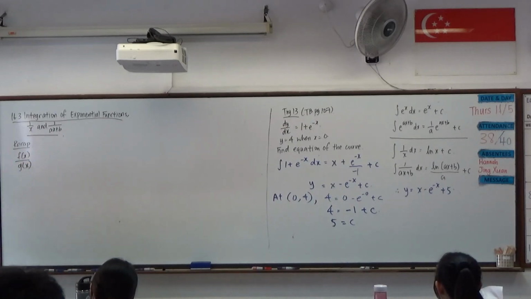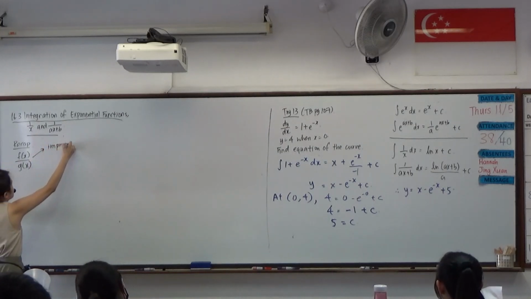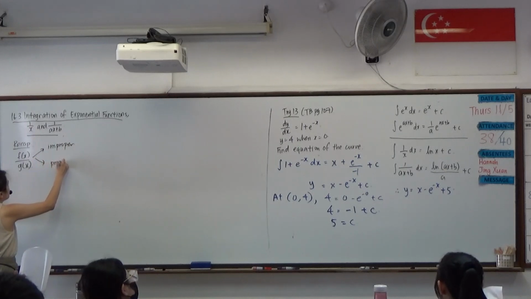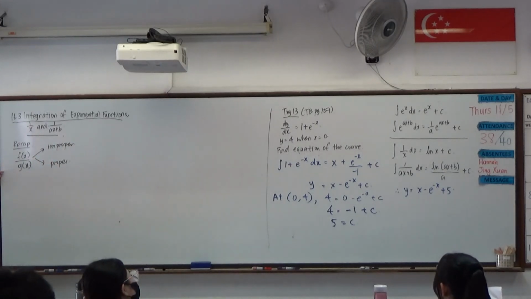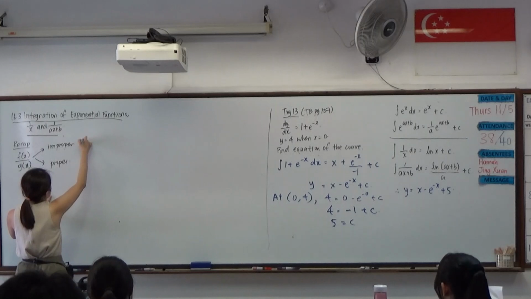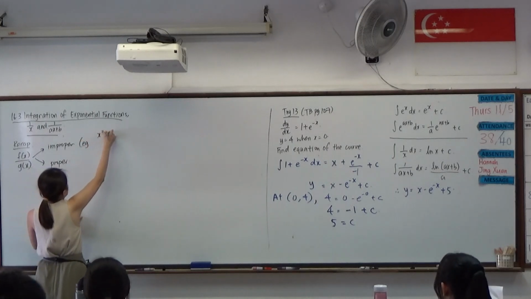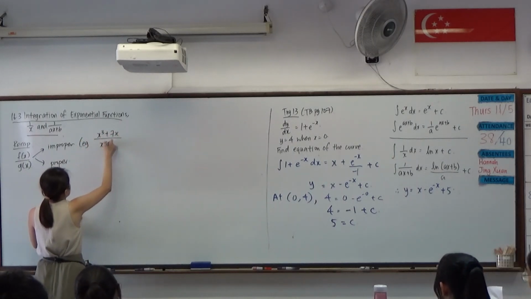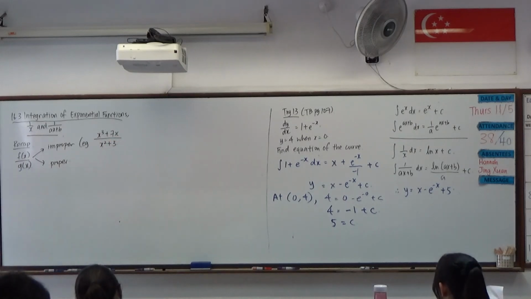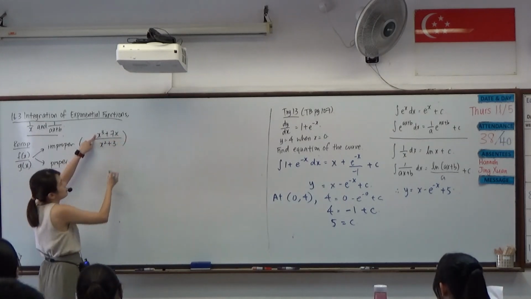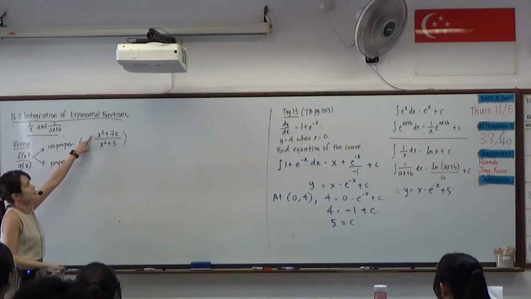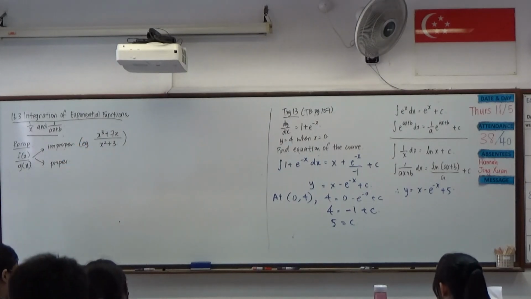When we have a function or an algebraic fraction like that, we always check whether it is improper or proper. It is improper when the degree of the polynomial of the numerator is more than the degree of the polynomial in the denominator. For example, something like that, whereby the top degree is 3, the bottom degree is 2, this is more than this. Improper.